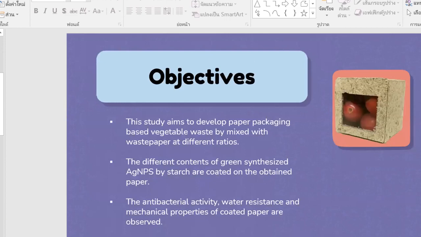Therefore, the objective of our research is that this study aimed to develop paper packaging based on vegetable waste mixed with waste paper, and we're going to study the different content of green synthesized silver nanoparticles for coating. In this case, we're going to use starch as a binder for coating. And the last part of the objective is to study the properties of the coated paper, such as antibacterial activity, water resistance, and mechanical properties.